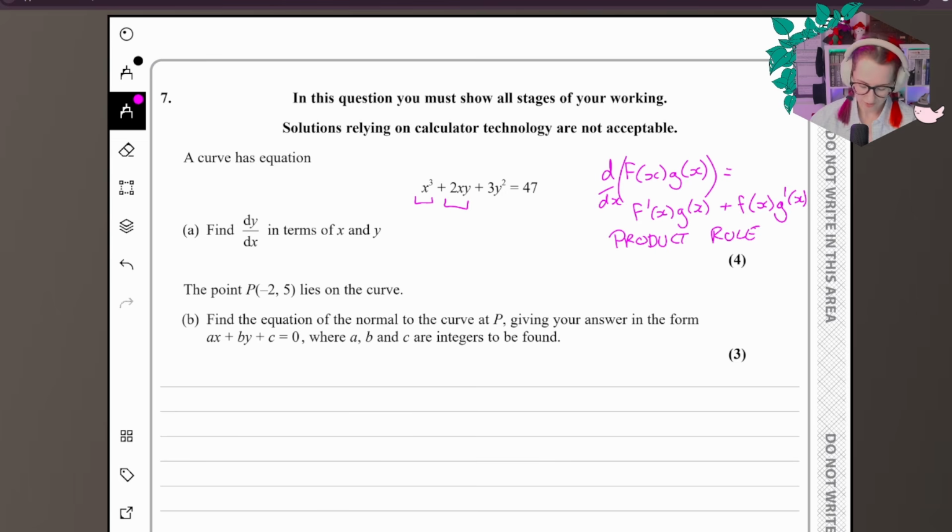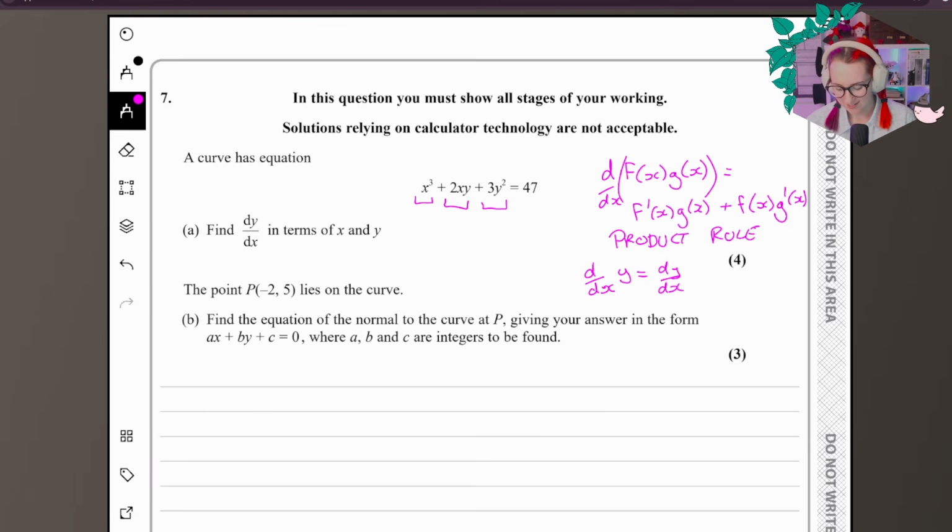Okay. And the other thing to know is that d/dx of y is dy/dx. So dy/dx is dy/dx. Feels a bit overcomplicated, but it will come in useful. So when we differentiate something as y, like this term, for example, we're going to differentiate it as if it was a normal function, but then multiply that by dy/dx.